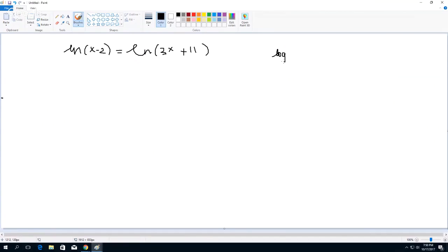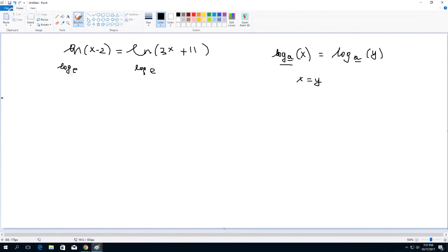If there is the logarithm of base a of something equals the logarithm of base a of something else, if the base is the same, then x equals y. So ln is the same as logarithm of base e. That's why the bases are the same. That means that we can just ignore the logarithm. It just would be x minus 2 equals 3x plus 11, whatever is in the parentheses. Okay. And now we calculate.